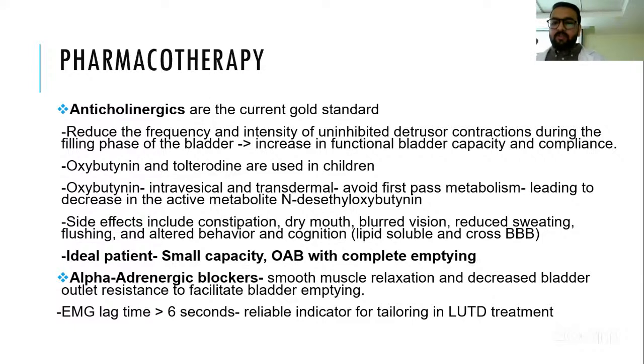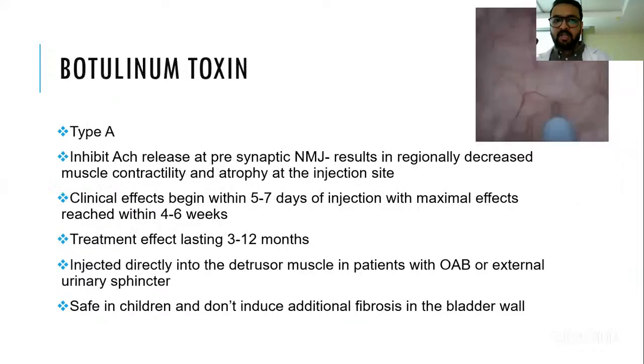Alpha blockers cause smooth muscle relaxation, and if EMG lag time is more than 6 seconds, then we can use alpha blockers. Then botulinum toxin type A, it inhibits the ACh release from the presynaptic junction. The effects begin within 5 to 7 days of the injection, maximum at 4 to 6 weeks, and it will last up to 3 to 12 months. It is directly injected into the detrusor muscle as shown in the picture. It is safe in children and doesn't induce additional fibrosis in the wall.